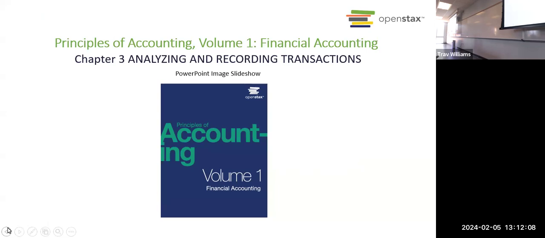This week we are learning about analyzing and recording transactions. You're familiar with the concept that financial accounting is based on financial transactions, right? We need to take those transactions. We need to go through this whole 9-step process in order to have financial statements and close out the accounting records. So today we are going to get into a little more detail on how that all works.